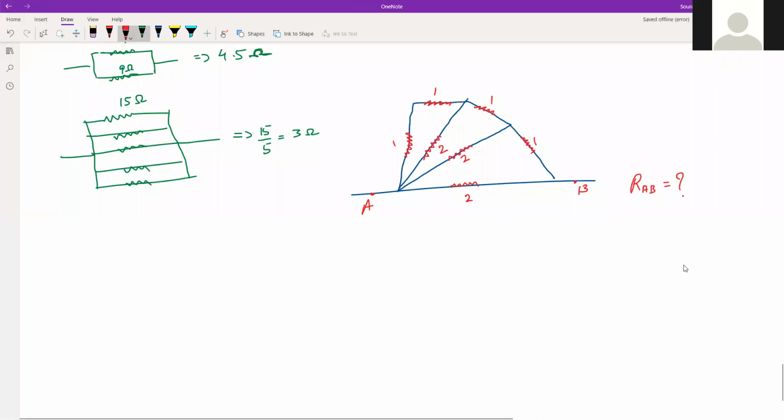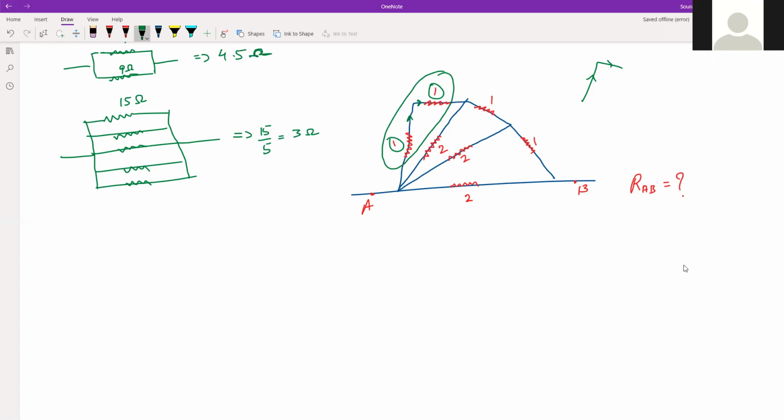Now, sometimes a few students get confused and they take this and this in parallel, seeing the diagram like this. And that's why I said we will not go by that definition. Our definition is: is current getting divided? Answer is no. So that means these two resistors are actually in series. So if they are in series, what are we going to do? We are going to just add them. So the equivalent of these two will be 1 plus 1, 2.